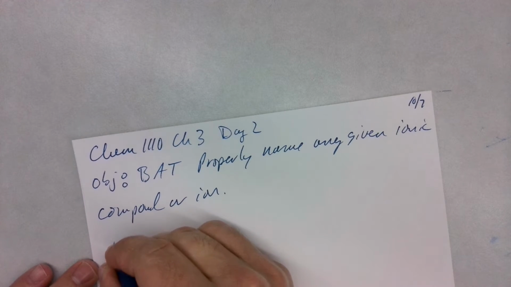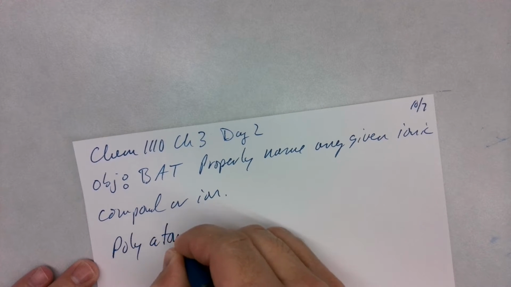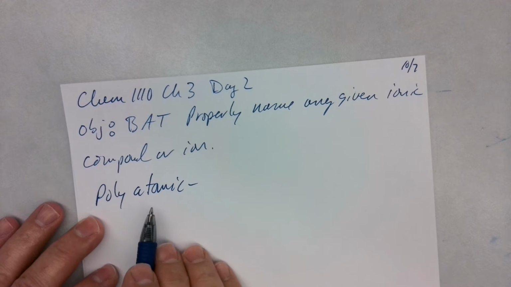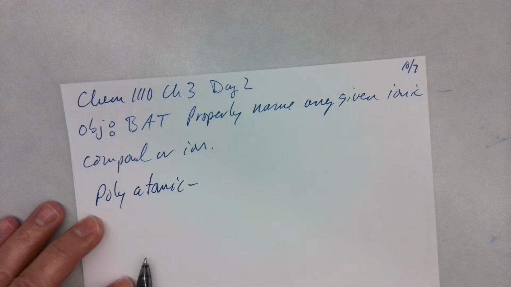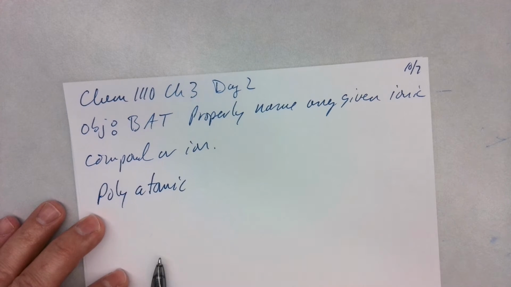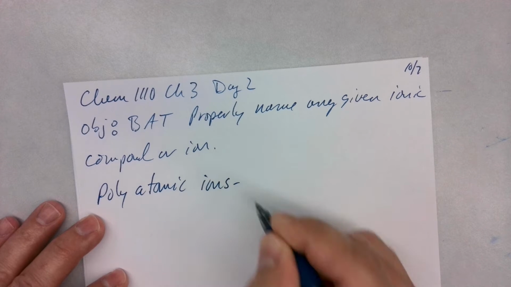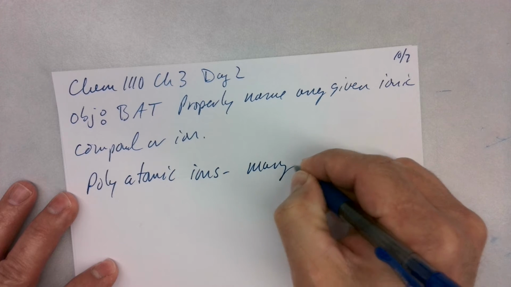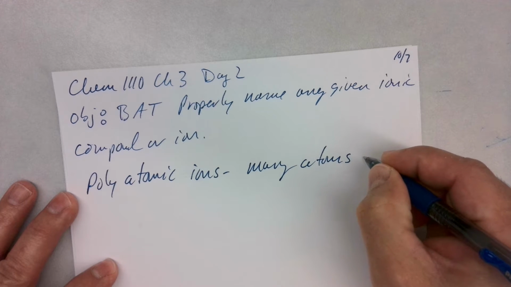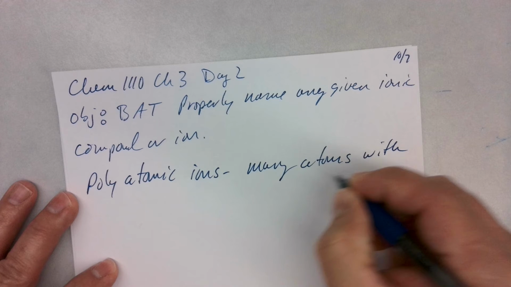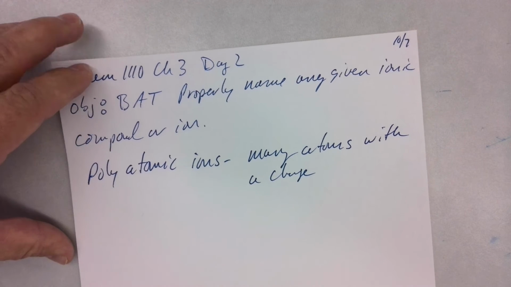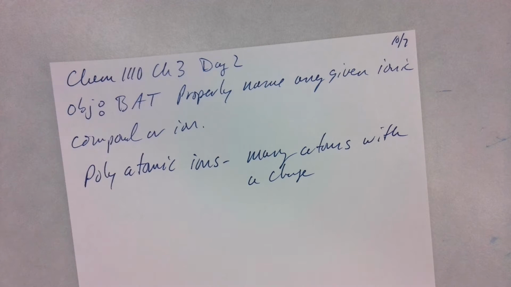Alrighty. Now, we need to know what a polyatomic ion is. Polyatomic. Anybody know what the term poly means? Many. Atomic. Atoms. And then I forgot, it's polyatomic ions. Ion means it has a charge. So this is literally many atoms with a charge. Now, what they're going to do is we're going to continue doing what we did last time.